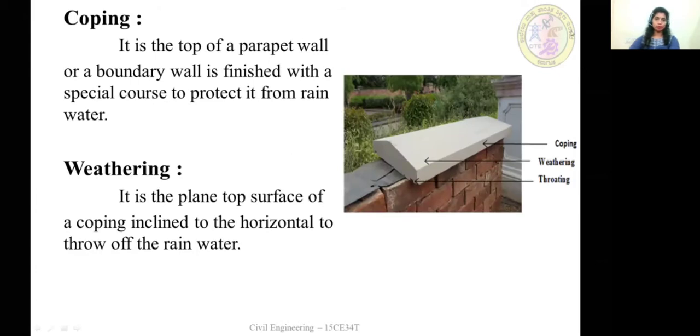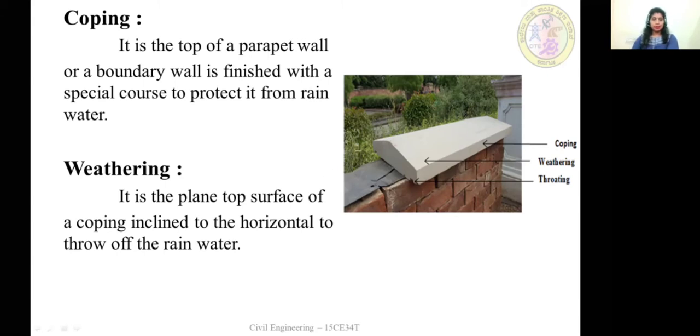It is the top of a parapet wall or a boundary wall, finished with a special course to protect it from the rainwater. Everyone must have observed this; compound walls or parapet walls provide it, or use it for decorative purposes, and the main purpose is to drain off the rainwater and to prevent the entry of water inside this wall. Next term is weathering.